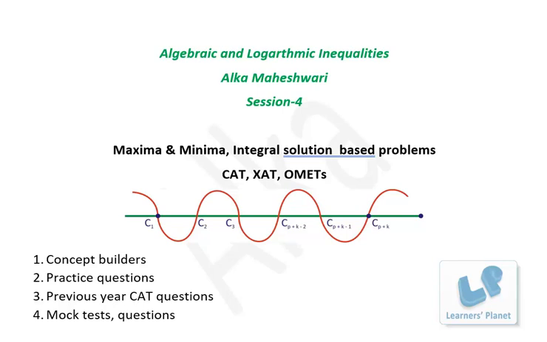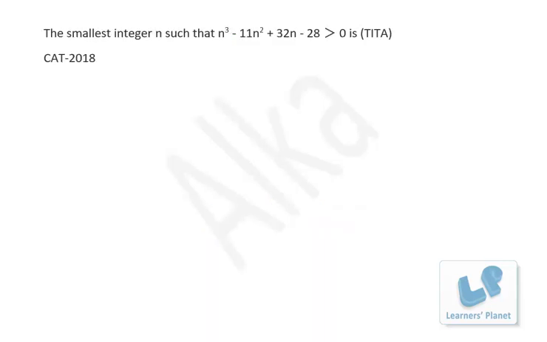Let's take the first question. Since the basics are already clear, if you have not attended the previous session, then please attend all the three sessions, otherwise this session will be difficult for you to understand. Okay, let's begin. Now this is a problem from CAT 2018 paper. The smallest integer n such that n cube minus 11n square plus 32n minus 28 is greater than 0. So once again, it's a cubic equation.